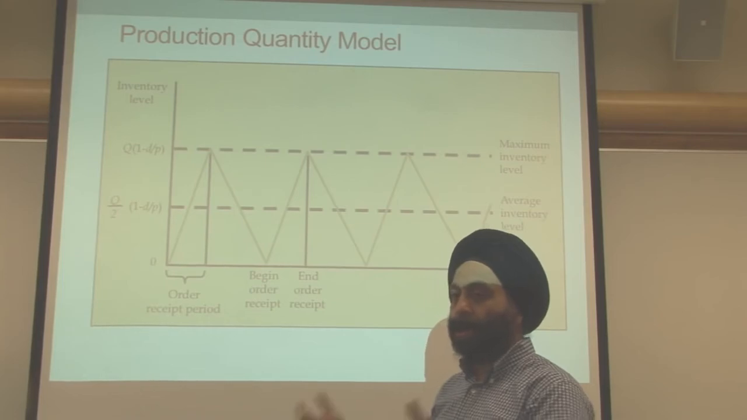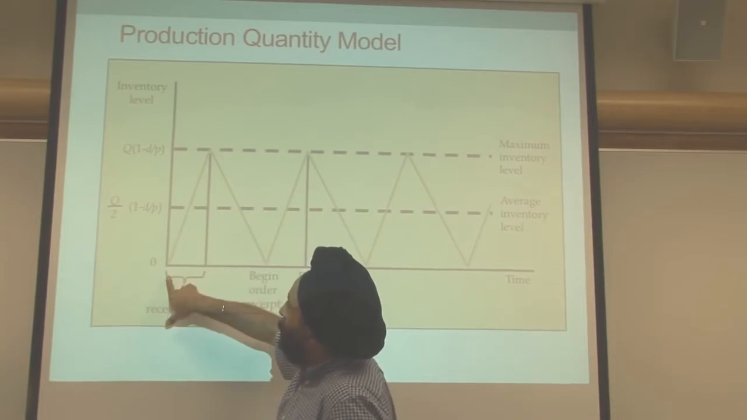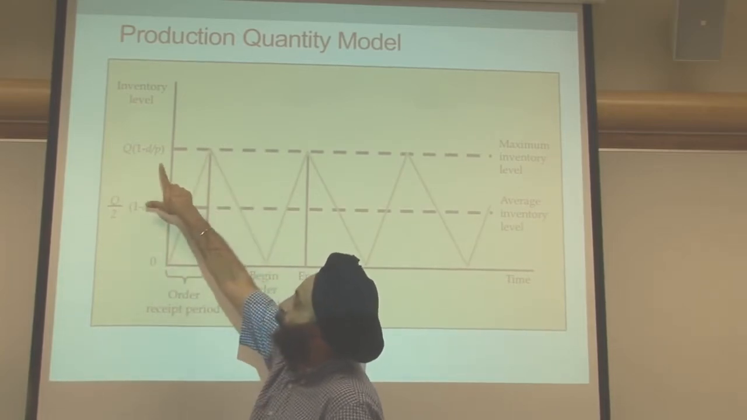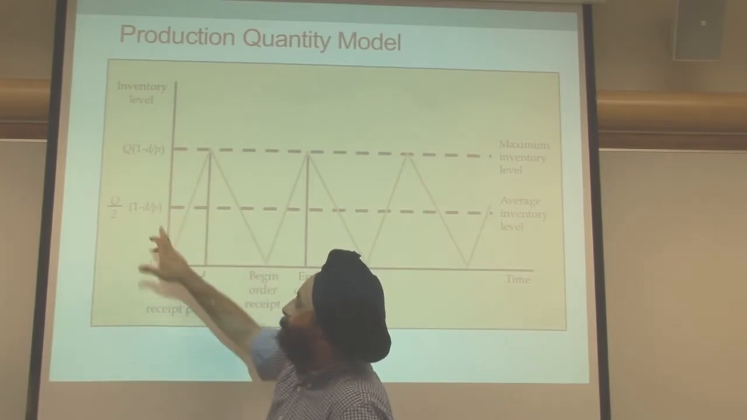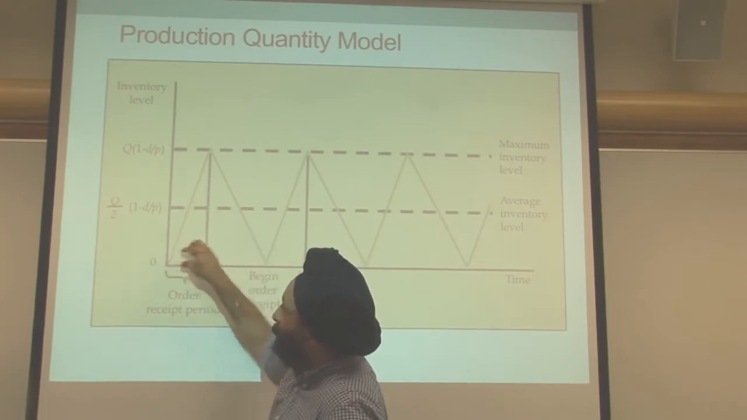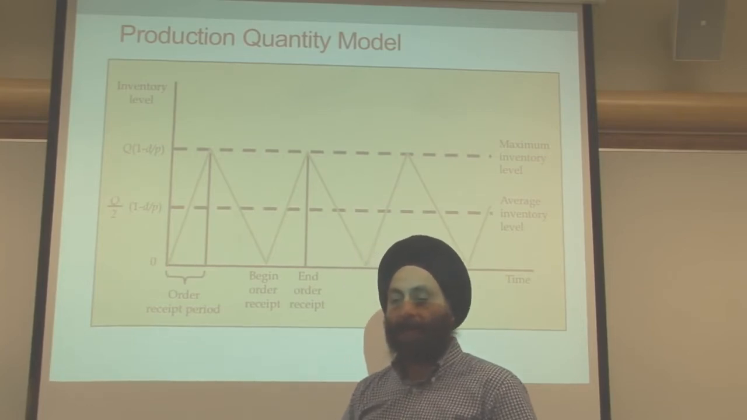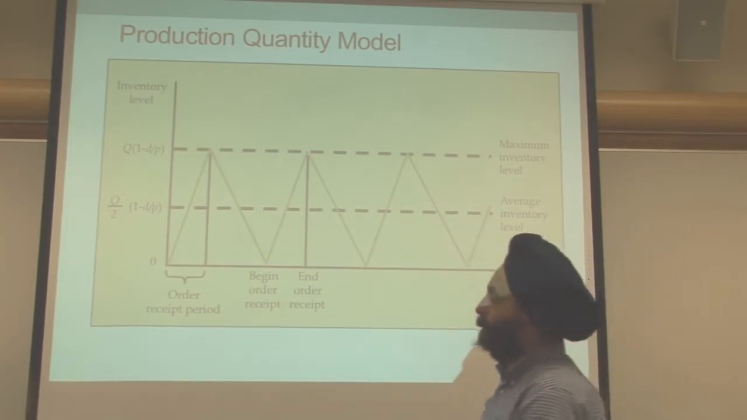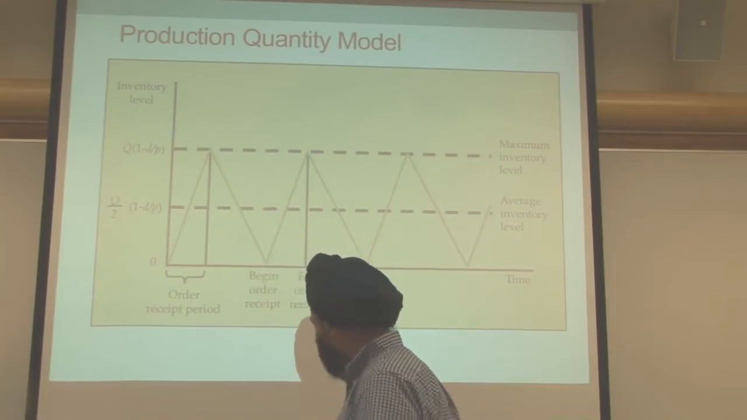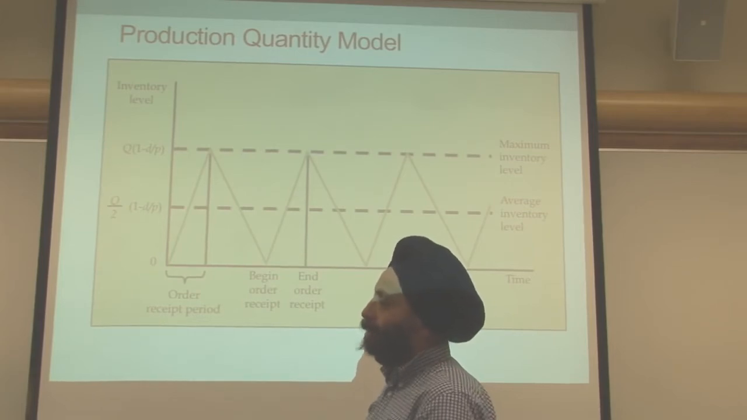We start receiving the order, but we ordered Q, and what we end up receiving in our warehouse is Q multiplied by 1 minus D over P, because the D over P portion is being sold instantaneously. It is going towards what is needed to satisfy the existing demand. So P minus D is the remainder which is actually going into the warehouse in this particular case.